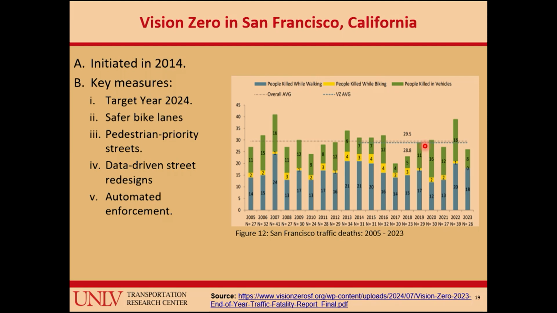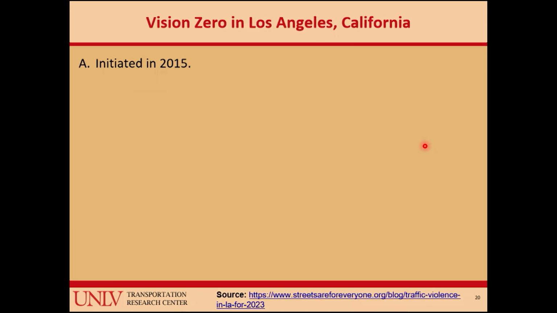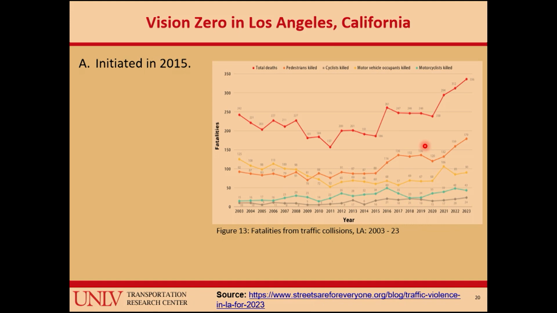So there are some examples. And then automated law enforcement, policing. Impacts overall a 33% reduction in fatalities, but the trend is not necessarily as strong as we would like it to be. In Los Angeles it was initiated a year later, 2015, but the data in Los Angeles are quite mixed. In fact, you see some increases.